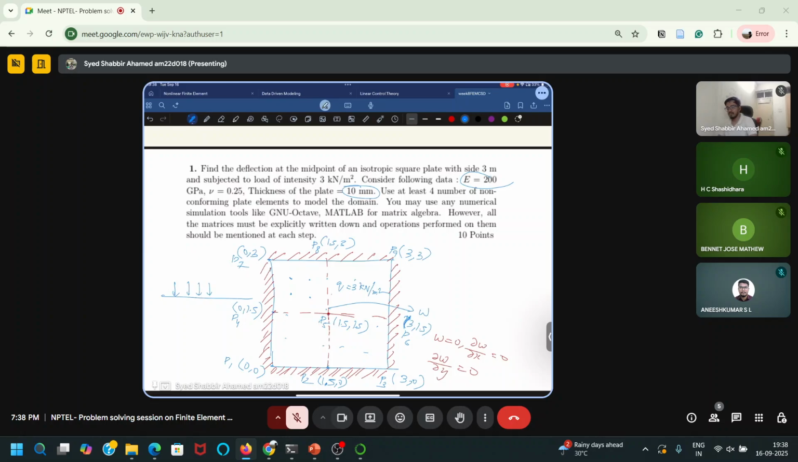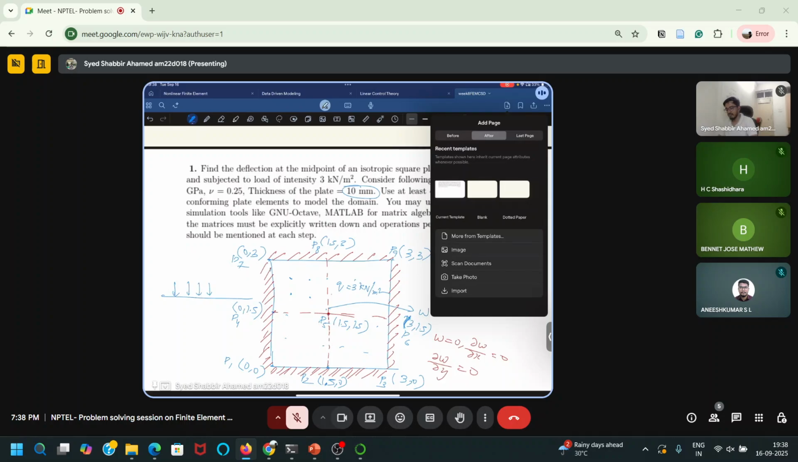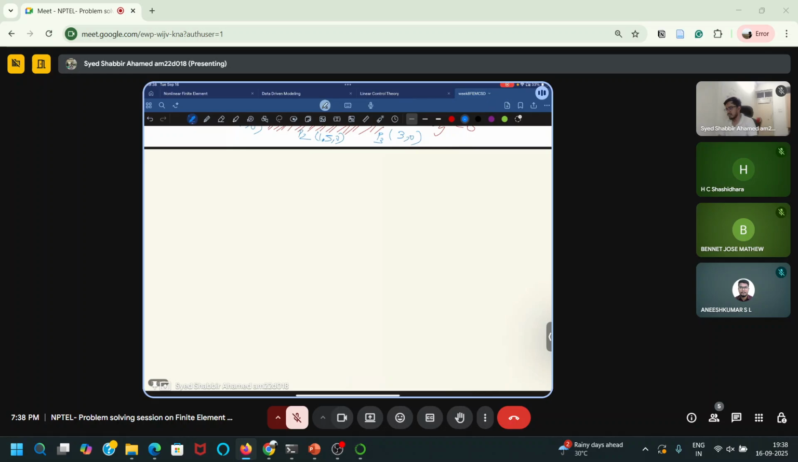So whatever we have used, we know the node coordinates for each element. I have to get the shape functions. N1 is for element 1. I'll get 12 shape functions for element 1. Similarly, for element 2, I'll get 12 shape functions. For element 3, I'll get 12 shape functions.